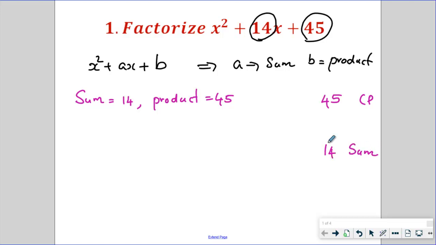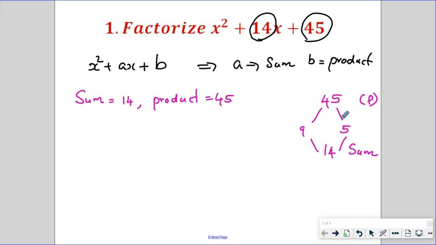Now you have to find out the two factors of 45. That is, we have to find two numbers. If you multiply the two numbers, the answer is 45. If you add the two numbers, the answer should be 14. In that way you have to find the two numbers. So we can write here 45. 9 5s are 45. So we can take 9 and 5.